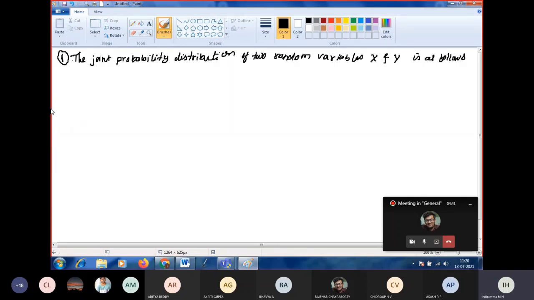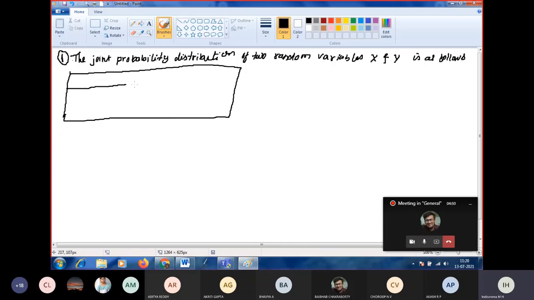They are given the joint probability distribution of the two random variables. In a joint probability distribution, we have two random variables. What we discussed previously, in probability distribution, how many random variables did we have? Only one random variable. In the joint probability distribution, we have two random variables, say x and y.